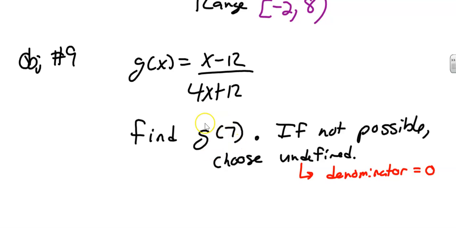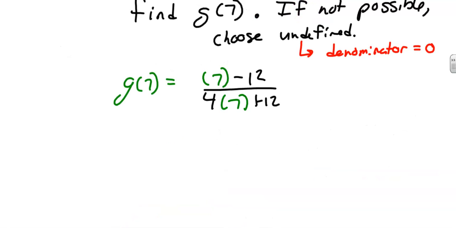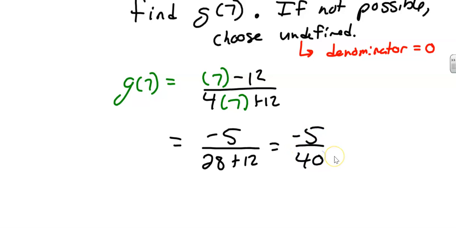Okay, so a problem like this, they tell you to find g of 7. So everywhere up here we've got x, we're going to take out the x and put in 7. Okay, 7 minus 12 is negative 5. 4 times 7 is 28, plus 12 is 40. And if you have negative 5 over 40, you can simplify that fraction down to be negative 1 over 8, because you can divide both of these by 5.